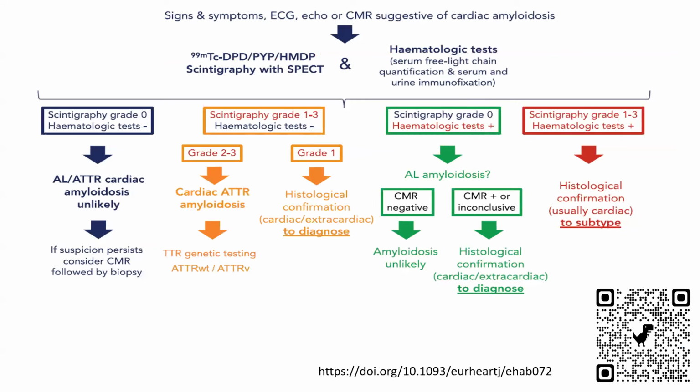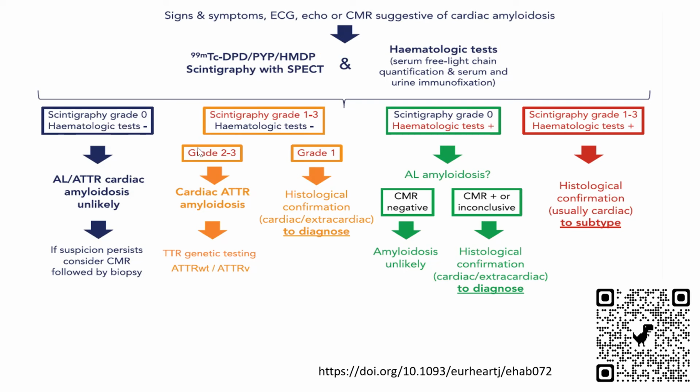So this figure summarizes the approach to the assessment to diagnose suspected cardiac amyloidosis. Start with symptoms, signs, ECG, echo, and MRI in certain patients. Then do hematological tests and a 99m technetium pyrophosphate bone scan. If the scintigraphy is negative and the hematological test is negative, then cardiac amyloidosis is unlikely.